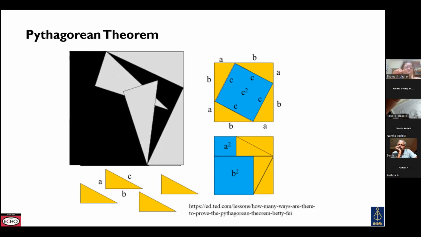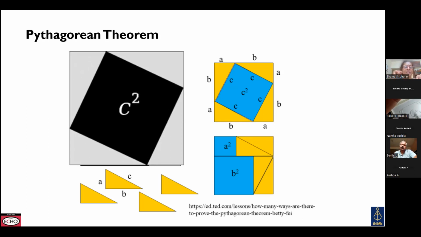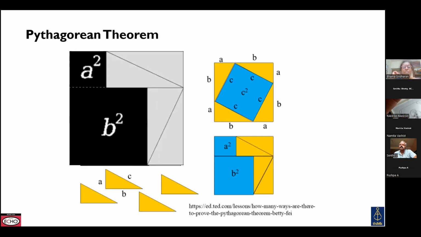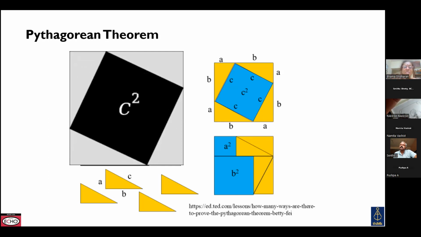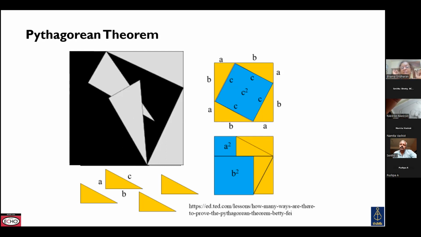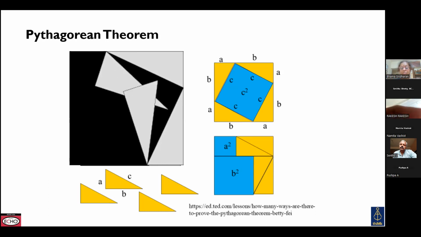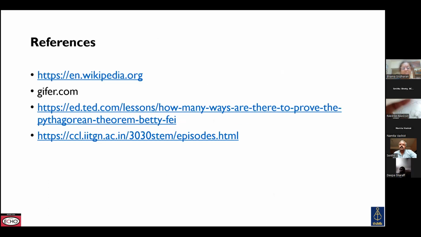When we have these four equal right-angled triangles with sides A, B, and C, they can be put together in two different ways, right? So in this, we see that A squared plus B squared is nothing but the center C squared. And that's what I have today.